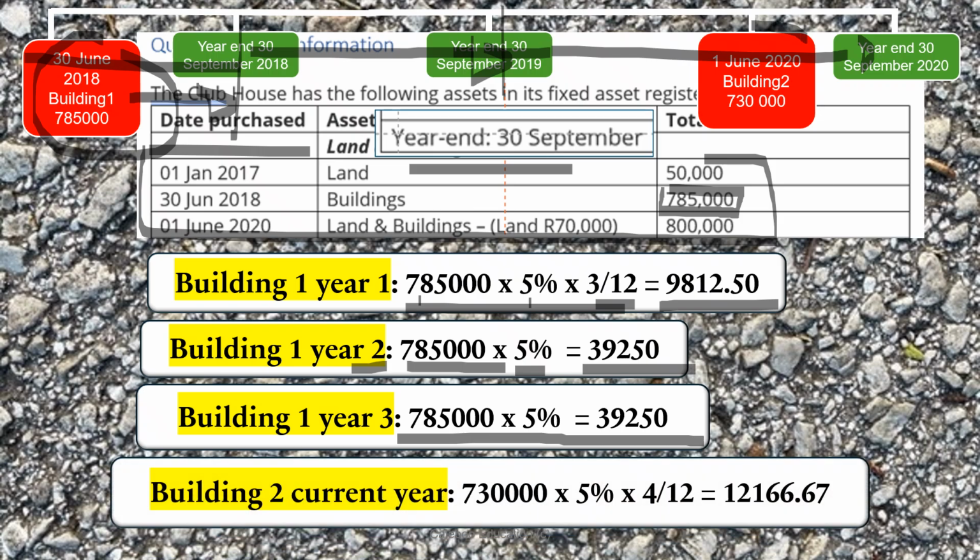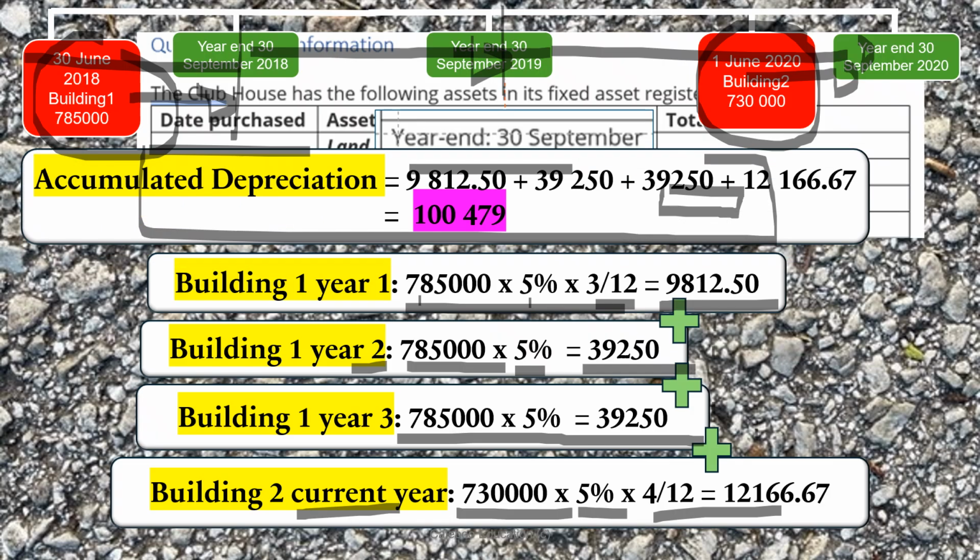And then we got another building, building 2, 730,000 times 5%. We only had it for 4 months, times 4 over 12. And what is the accumulated depreciation? You add these together: 9,812.50, 39,250, 39,250, plus the 12,166.67, and the accumulated depreciation is those 4 calculations added up, 100,479. But we did that in the last example as well, because we calculated the book value.